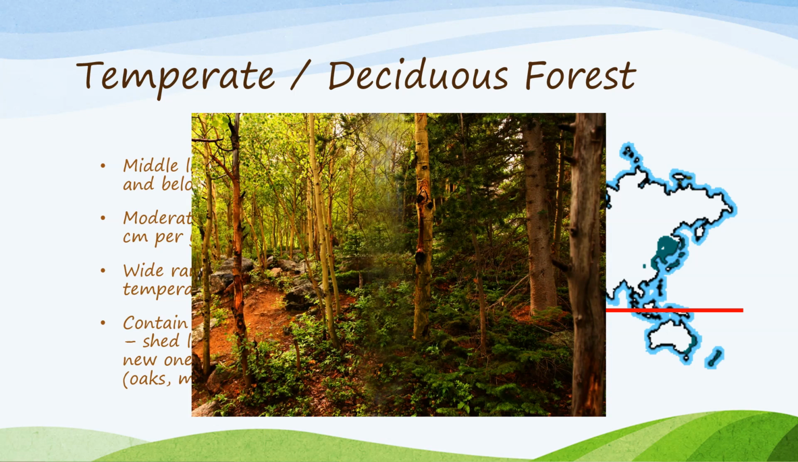Here's a picture of what a typical temperate or deciduous forest might look like. This is probably what it would look like in the summer months when it's nice and warm and there's lots of plants and lots of trees with leaves. And also there are pine trees that also have needles, but lots and lots of deciduous trees.